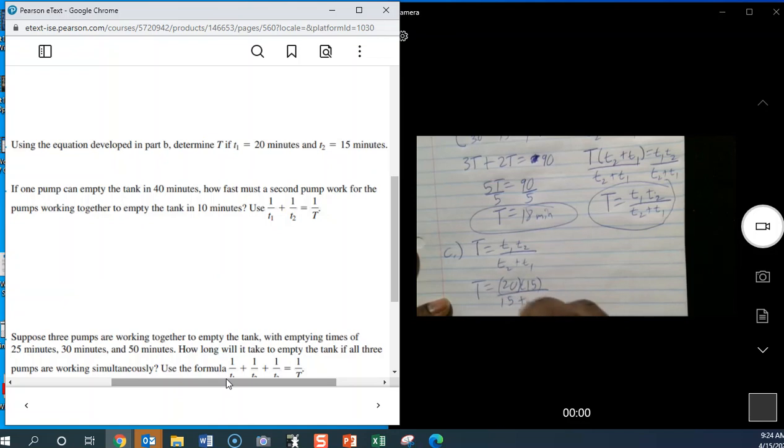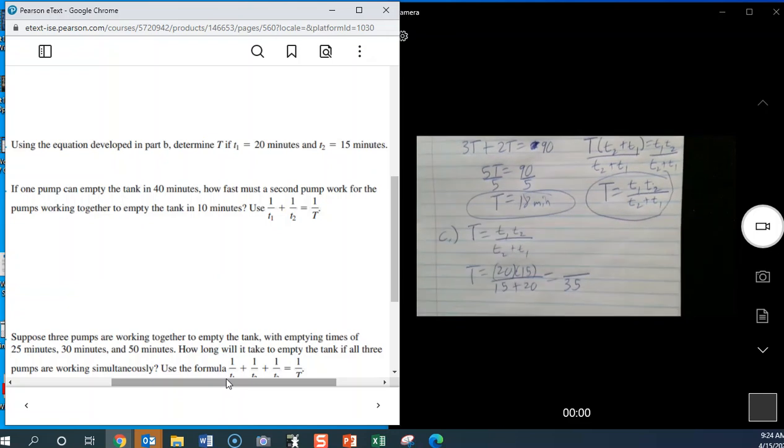So it'd be 15 plus 20. Our denominator we know would be 35. Our numerator, 20 times 15, is 300. So now we have 300 all over 35, which if we put that in our calculator, will give approximately 8.57 minutes.